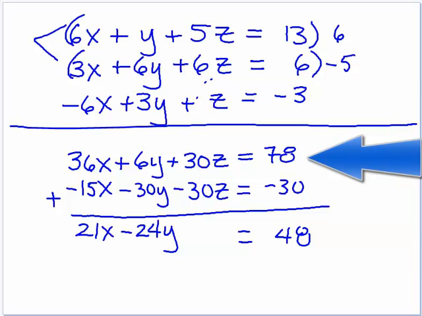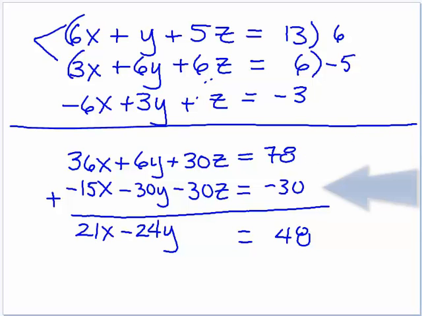So we went through 6 times 6x is 36x. We're doing the top equation. 6 times y is 6y. 6 times 5z is positive 30z, which is what we wanted. And 6 times 13: 6 times 10 is 60, 6 times 3 is 18, and 60 plus 18 is 78.